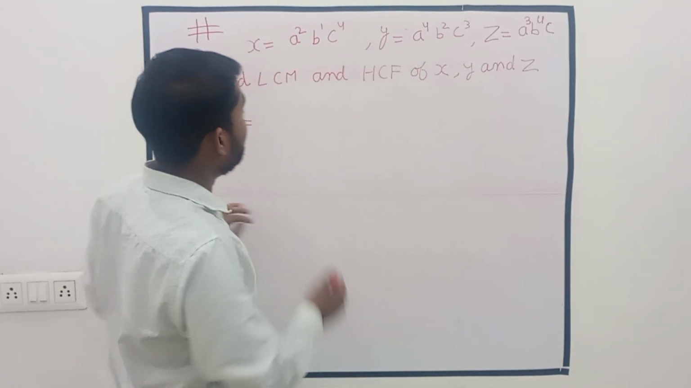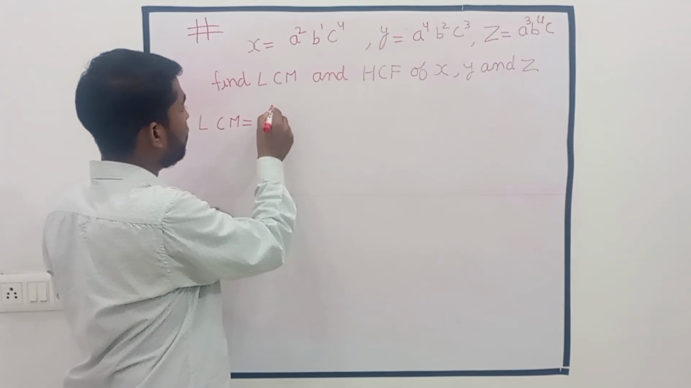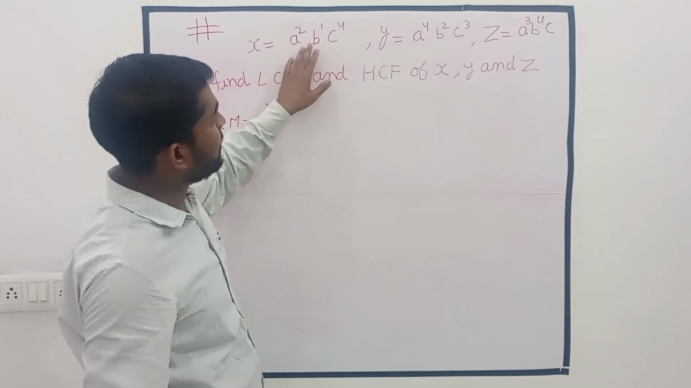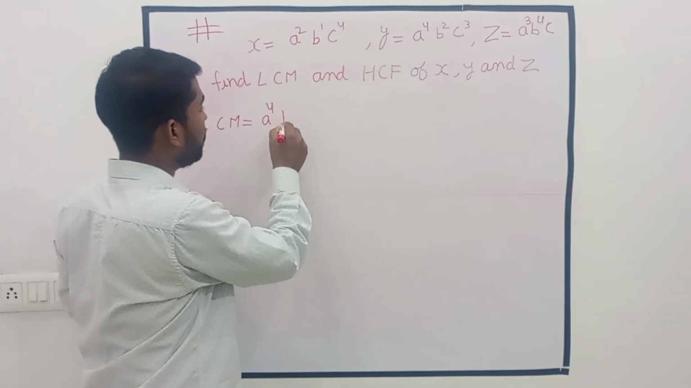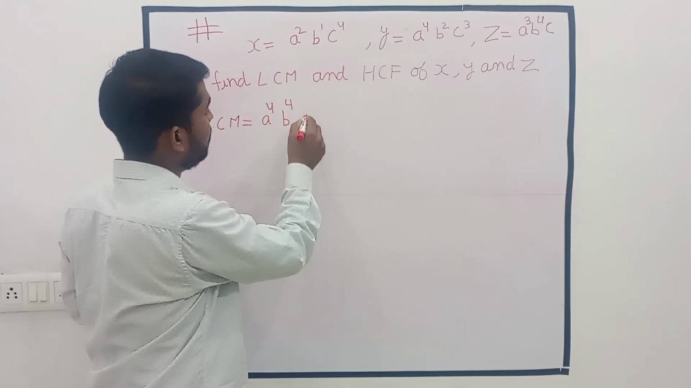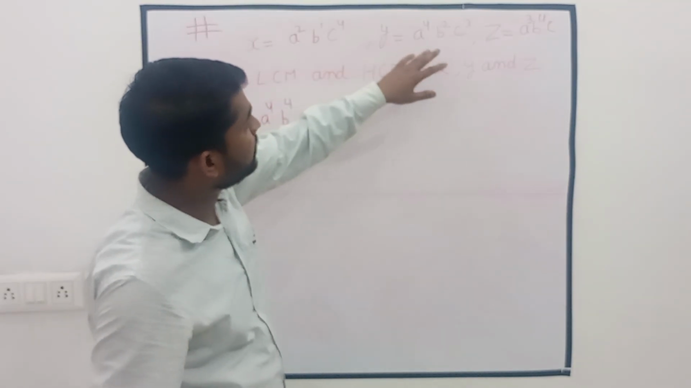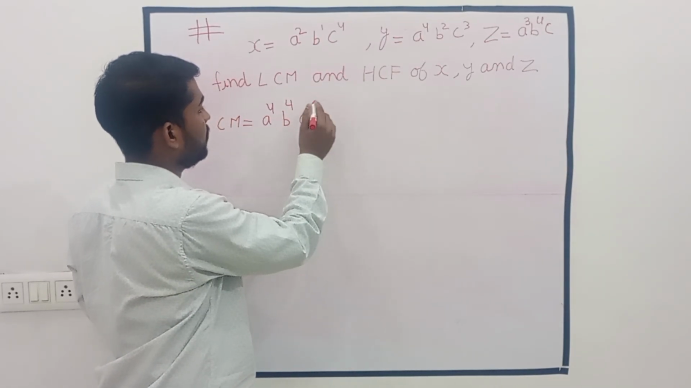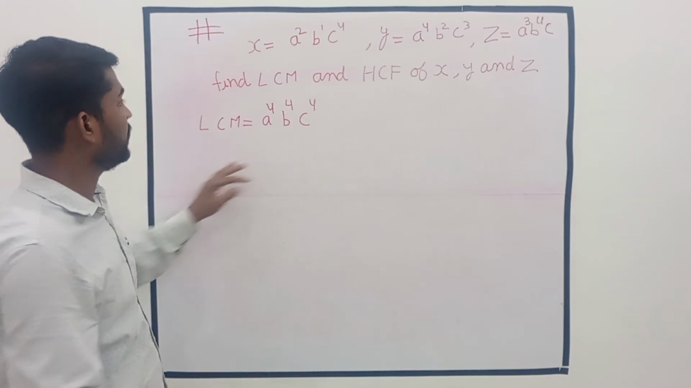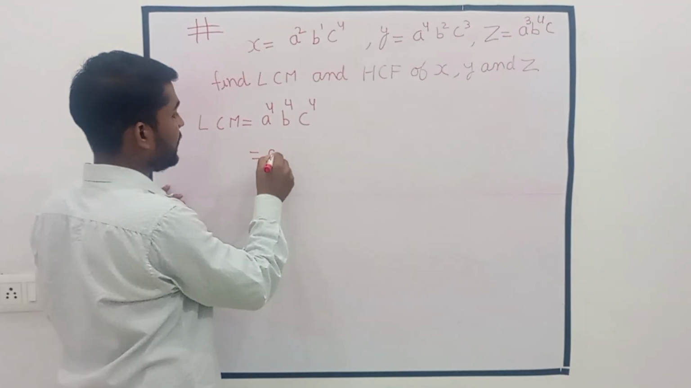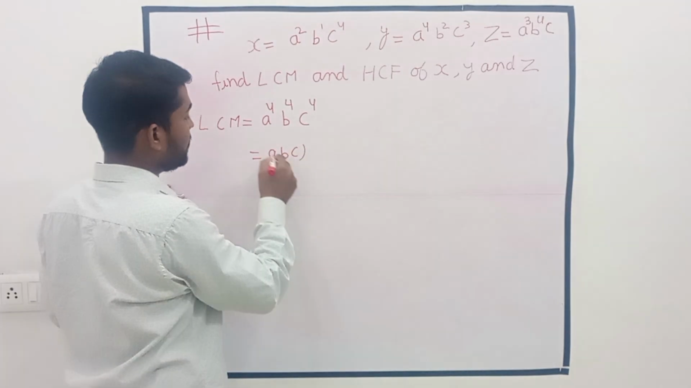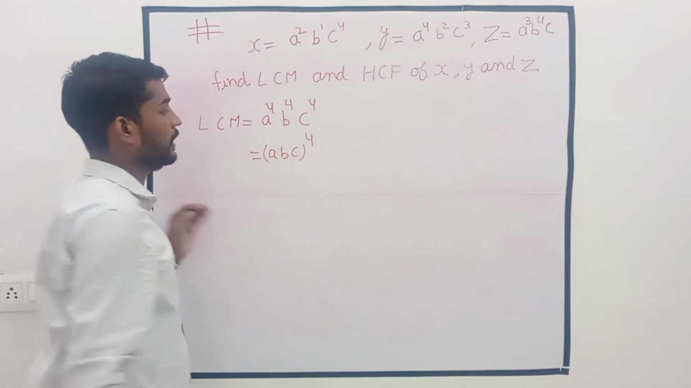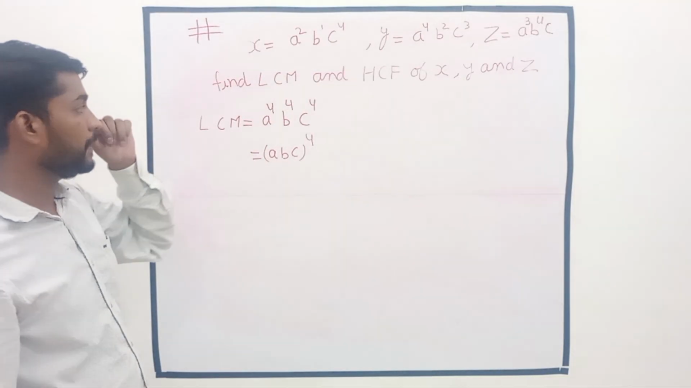The maximum power of A is 4, the maximum power of B is again 4, and the maximum power of C is again 4. That means the LCM of x, y, z is A, B, C, the whole to the power 4. This is the LCM of x, y, z.